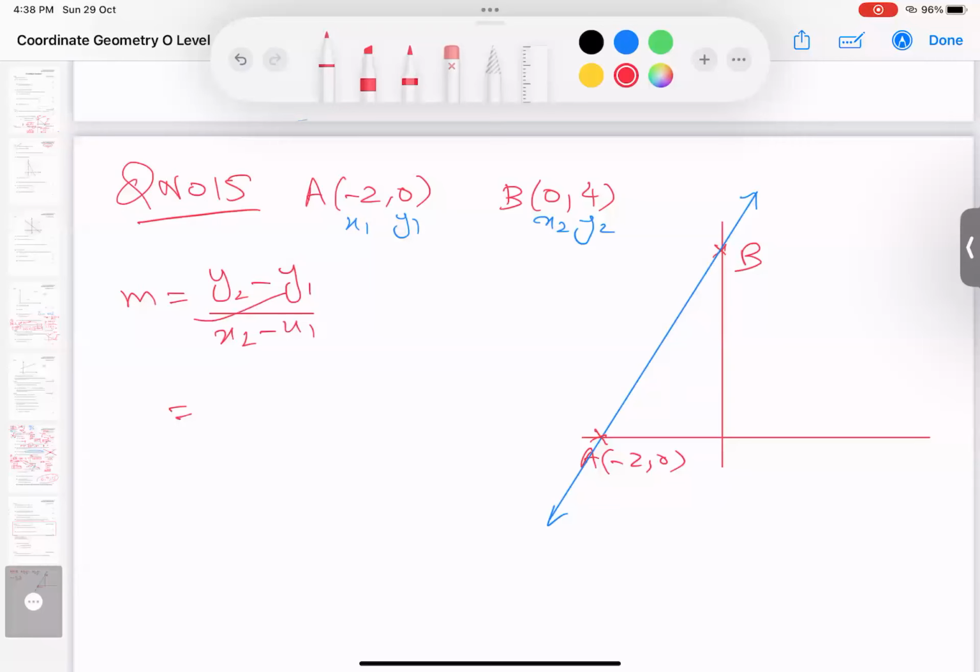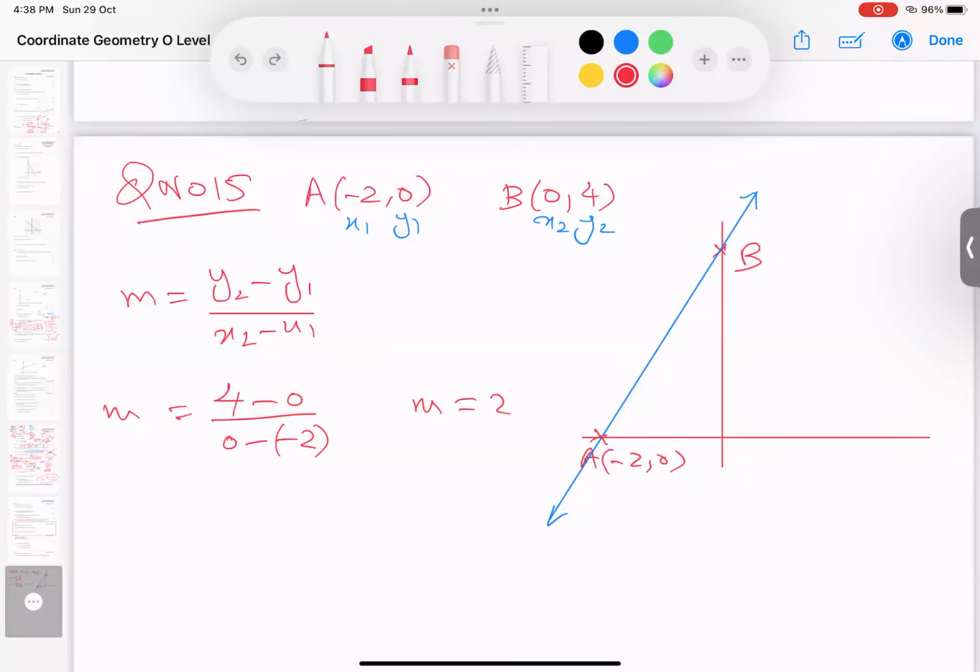So let's start. Y2 is 4. Y1 is 0. X2 is 0. And X1 is negative 2. So one negative 2 means one negative already available, one negative coming from there. You write like this or you write in bracket, no problem, both are correct. And minus minus plus. So I get the gradient very simple and very clear. M is equal to 2. So this is the blue line, gradient is coming. Blue line gradient here.